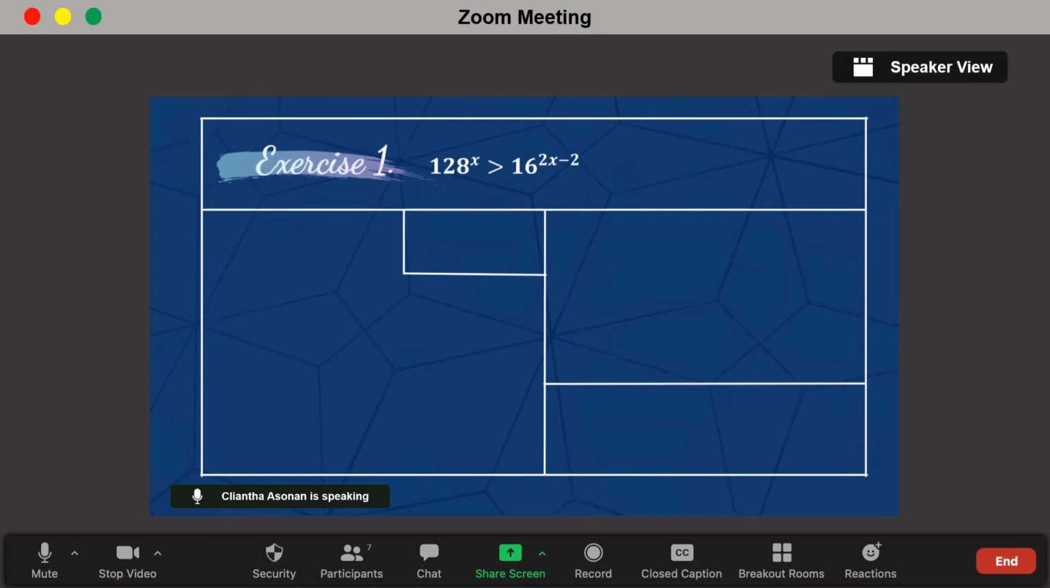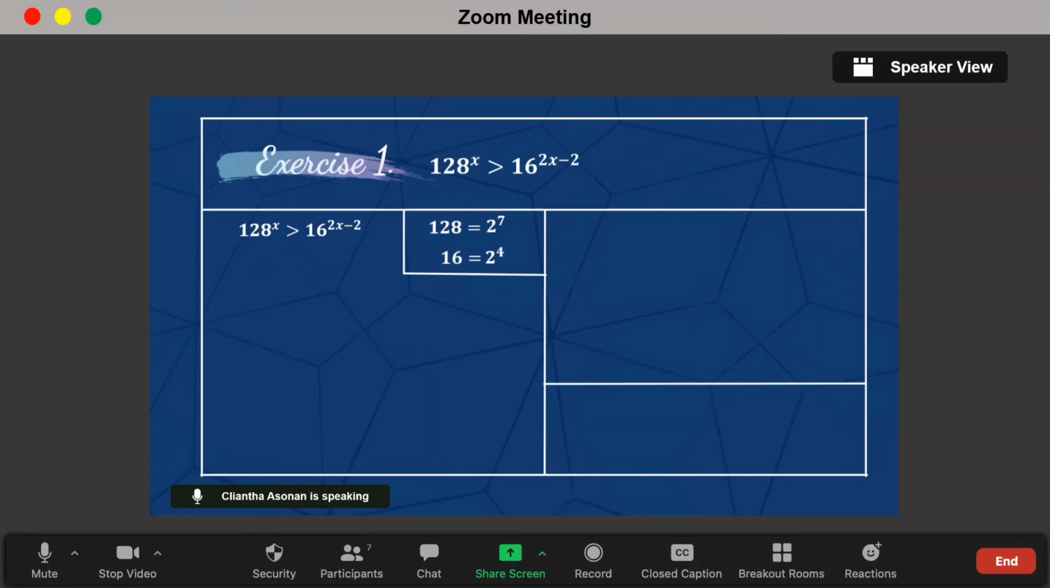So, for the first problem, we have 128 raised to the power of x is greater than 16 raised to the power of 2x minus 2. So, the first thing we should do is to make sure that the bases are the same. Now, both bases 128 and 16 can be turned into a base of 2. So first, what should the exponent of 2 be in order to become 128? That's right, it is 7. Next, what should the exponent of 2 be in order to become 16?